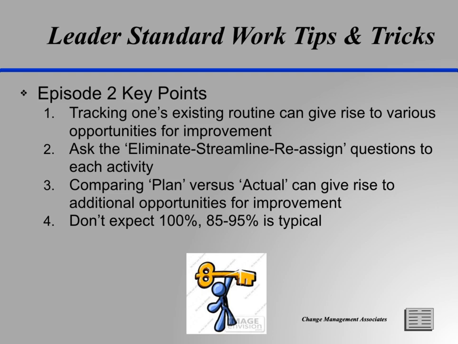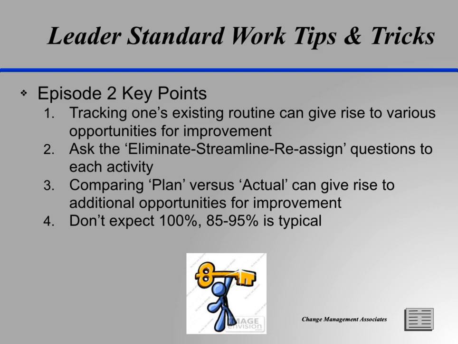Comparing plan versus actual can give rise to additional opportunities for improvement. Causes of interruption should be noted and often result in tweaking the leader's standard work so that the leader can follow it more frequently. The key is for the leader to recognize the recurring nature of some disruptions. Last, don't expect 100%. 85 to 95% is typical with regards to the leader's ability to follow the plan.